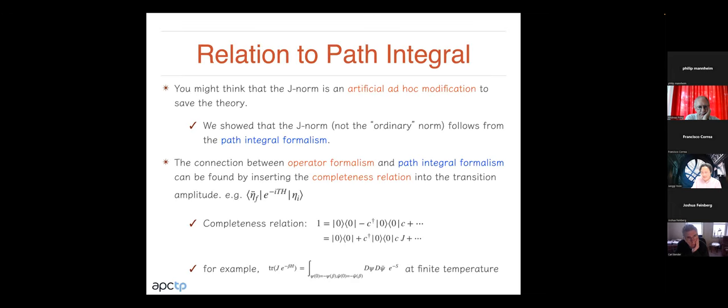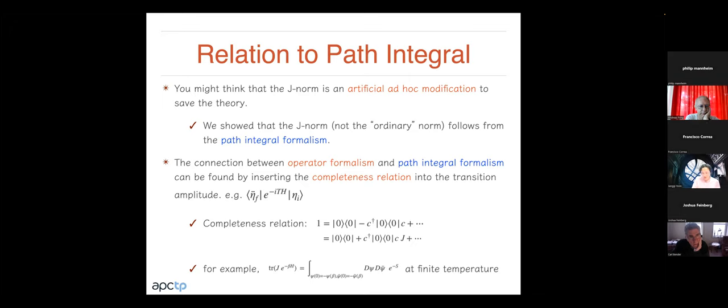So you might say that this is kind of ad hoc, changing the inner product by hand and trying to save the theory. But let's see whether it's ad hoc or not. In the paper, we found that actually this J norm is the correct norm. It's not artificial or ad hoc. It's really consistent with the path integral formulation.